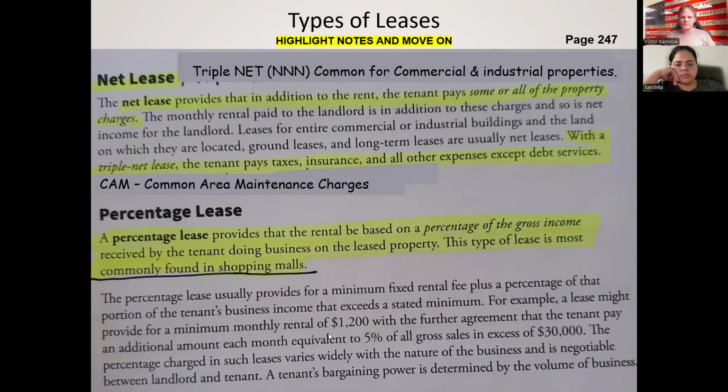Tenant pays a fixed monthly rent of $1,200 with a further agreement that they pay an additional amount each month equivalent to 5% of all the gross sales in excess of $30,000. Okay, well, hopefully that tenant is making in excess of $30,000 a month, because if they're not, then the landlord's not getting any additional money. So the landlord could put an additional requirement in there that they need to gross at least X amount of dollars.